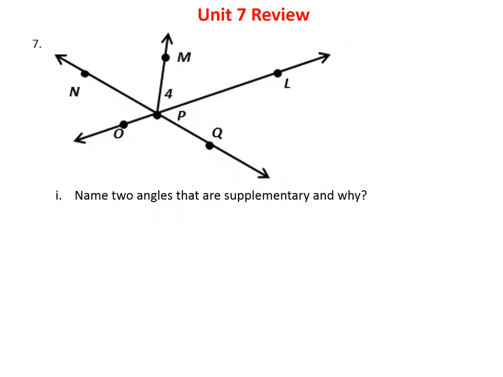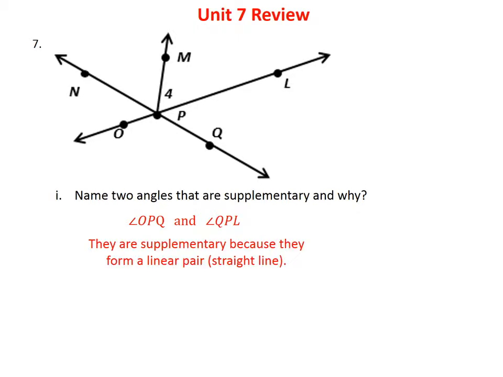and that's why they're called vertical angles. Problem 7I asks us to name 2 angles that are supplementary, and why? Well, to find supplementary angles, we're looking for angles that form a straight line. And so I've listed 2 here, OPQ and QPL. They're supplementary because they form a linear pair, or in other words, they form a straight line. So notice there I have OPQ and QPL forming a straight line. And so that angle there is a straight line, so those 2 angles add up to 180. There's another one. If I use the other line, I get these 2 angles as well. So there's actually two sets, 2 possible answers for 2 angles that are supplementary that form a straight line.